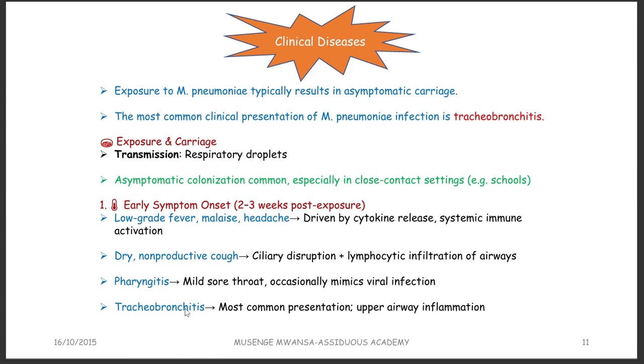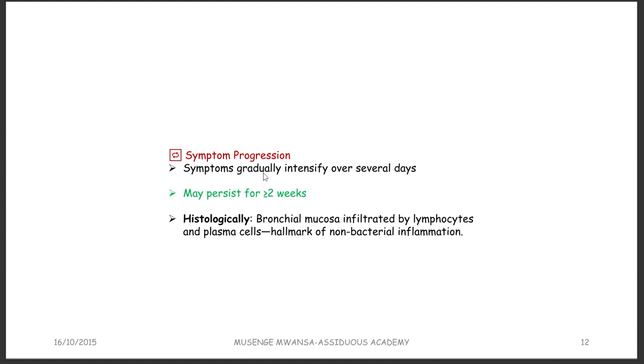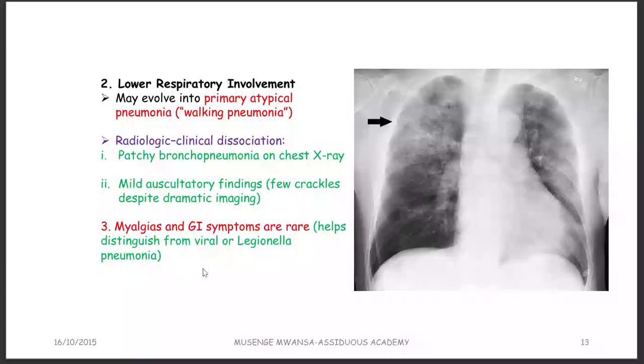Okay. Another thing that can happen is tracheobronchitis, which is the most common presentation. This is upper airway inflammation. The symptoms gradually intensify for several days, and may persist for greater than 2 weeks. And histologically, the bronchial mucosa is going to be infiltrated by lymphocytes and plasma cells. This is the hallmark of non-bacterial inflammation. Okay, the bronchial mucosa is infiltrated by the lymphocytes, which are the white blood cells, and the plasma cells.